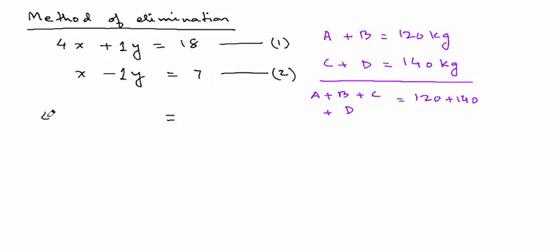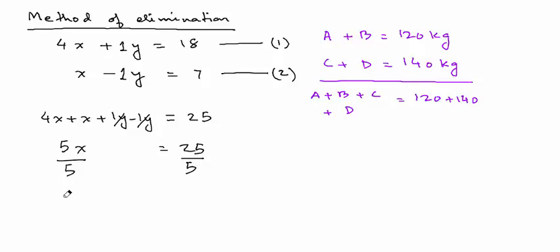So we have 4x plus 1y minus 1y is equal to 18 plus 7, which is 25. Now this plus 1y and minus 1y, they would cancel off to give you a 0. That's the whole idea. Get rid of one of the variables. There's no y anymore. We only need to deal with x. 4x plus x is 5x. 5x is equal to 25. Therefore x is equal to piece of cake. Divide by 5, you get x is equal to 5.